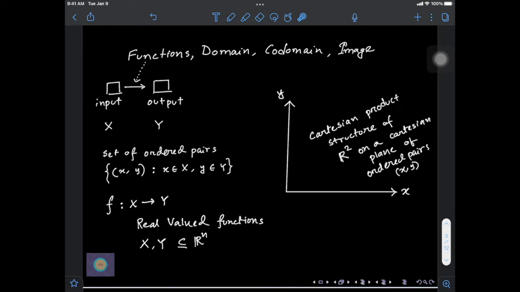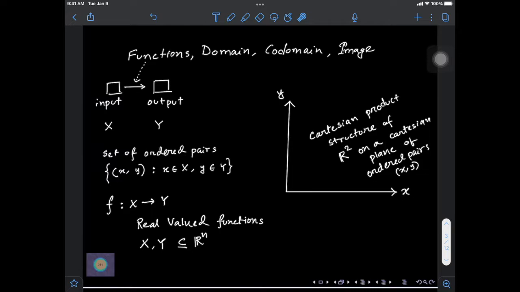In this video, we will take a look at the definitions of functions, domain, codomain, and image. So let's get started. We can think of a function as a system that takes some kinds of input and provides some kinds of output as a result.